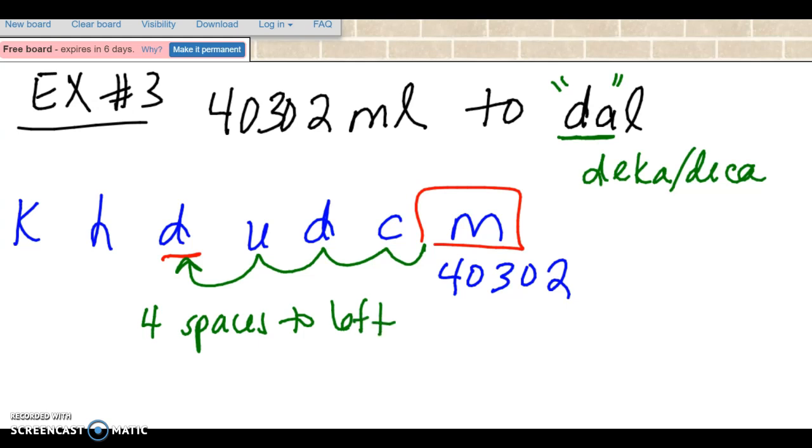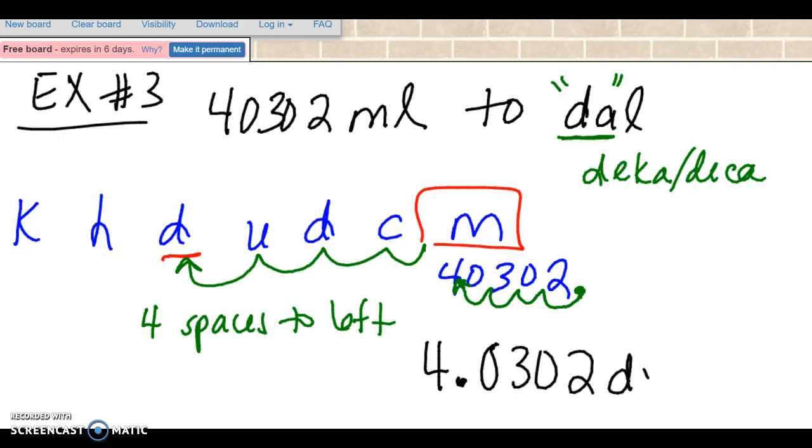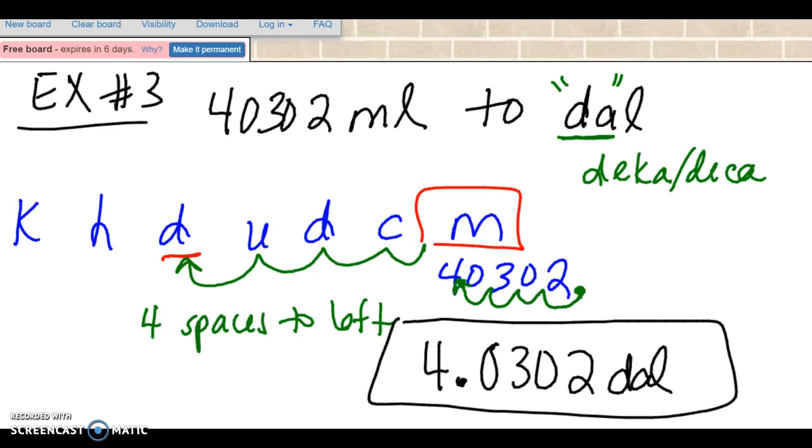So in the number 40,302, the decimal place is invisible, but it is right here after the 2. If we move it 4 spaces to the left, 1, 2, 3, 4, it ends up right here in between the digit 4 and the digit 0. So we have 4.0302 deciliters in 40,302 milliliters.